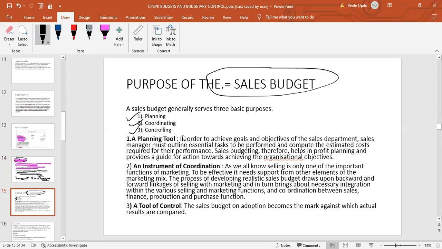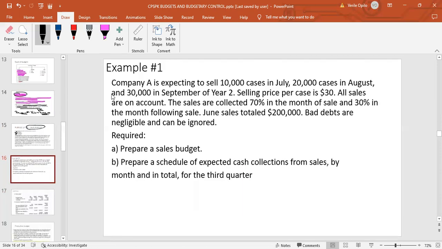How can a budget be used for coordinating? How can a budget be used for controlling the activities of the firm? So I want us to look at an example where we have been given details and are expected to prepare a budget, a sales budget.